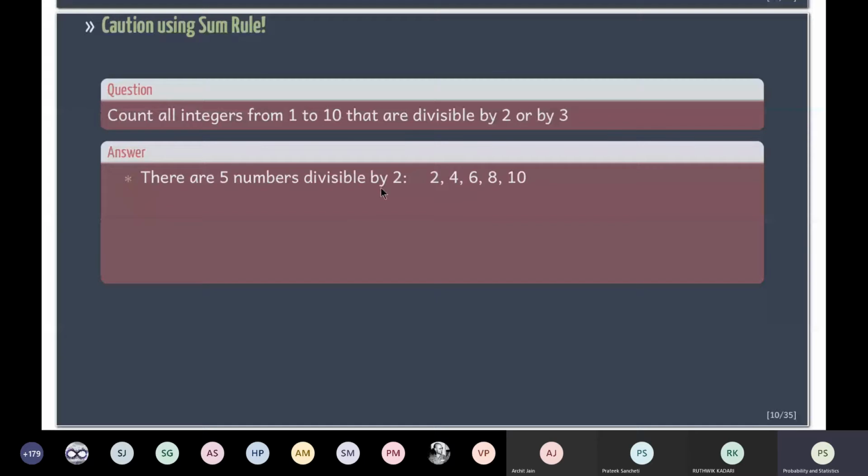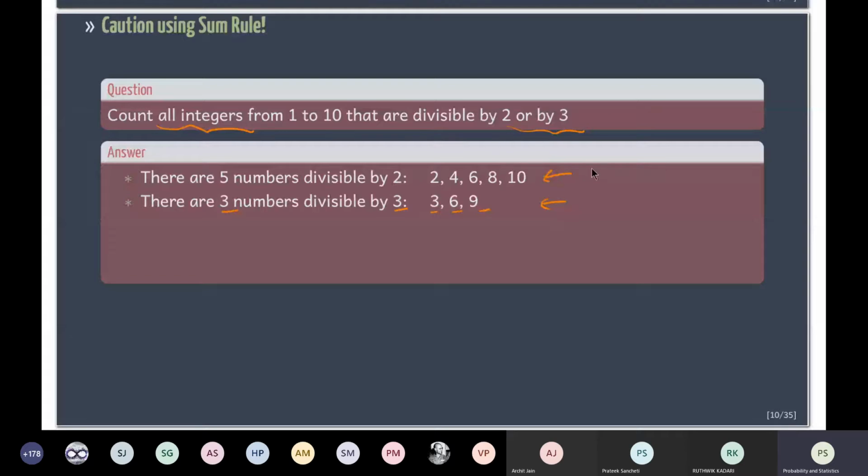There are 2 objects, right? One object is divisible by 2, and another object is divisible by 3. So if we apply the sum rule, then it will be 5 plus 3, which is 8. I know that most of you will be shaking your head and saying this is wrong. So which is correct? Is this the correct answer? No. Let us count directly.